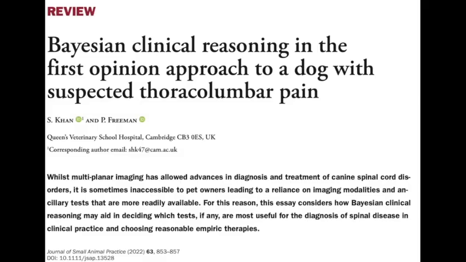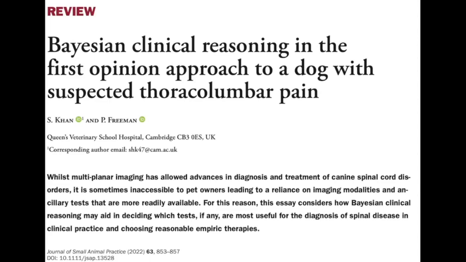Whilst multiplanar imaging has allowed advances in diagnosis and treatment of canine spinal cord disorders, it is sometimes inaccessible to pet owners, leading to a reliance on imaging modalities and ancillary tests that are more readily available. For this reason, this essay considers how Bayesian clinical reasoning may aid in deciding which tests, if any, are most useful for the diagnosis of spinal disease in clinical practice and choosing reasonable empiric therapies.